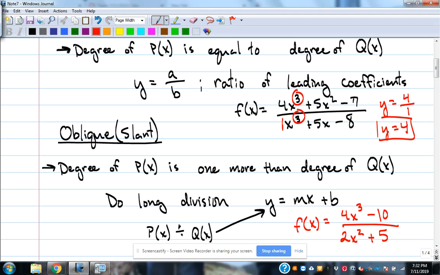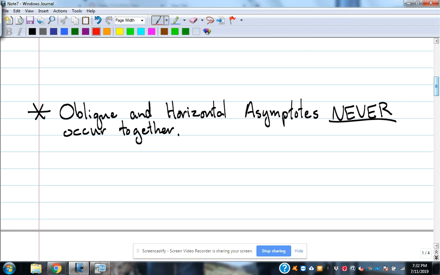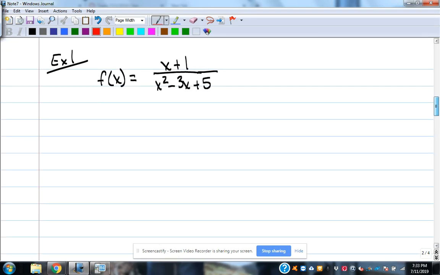So oblique and horizontal asymptotes will never, ever occur together with rational functions. You will always either have horizontal and vertical asymptotes or oblique and vertical asymptotes. You will never have horizontal, oblique, and verticals together with those. So with rational functions, obliques and horizontal asymptotes never occur together. Let's look at some examples and see if we can determine what the asymptotes would be.